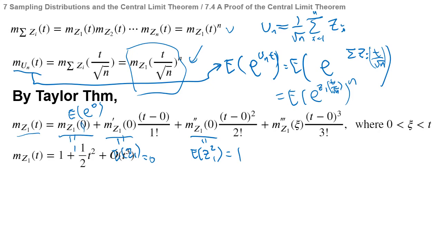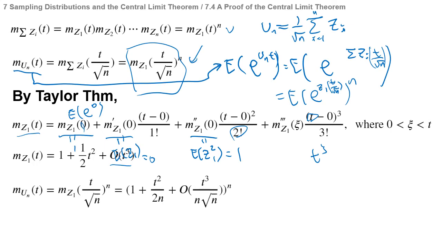So you get 1 plus 1 over 2 t squared plus big O notation with t cubed. This big O notation implies that this depends on the t cubed term. That's the notation, and the computational complexity depends on t cubed.